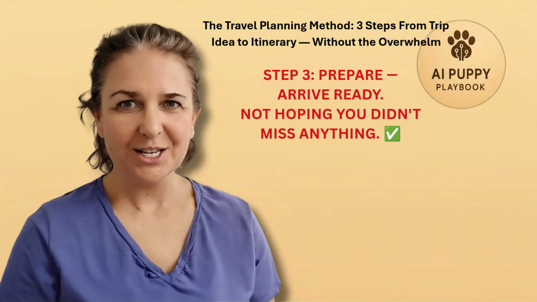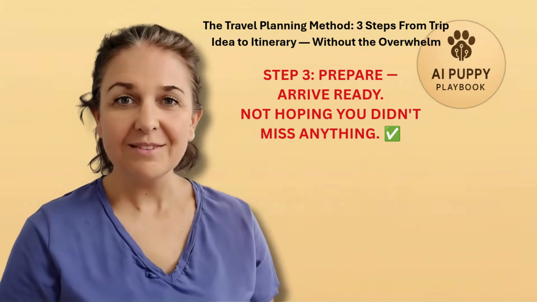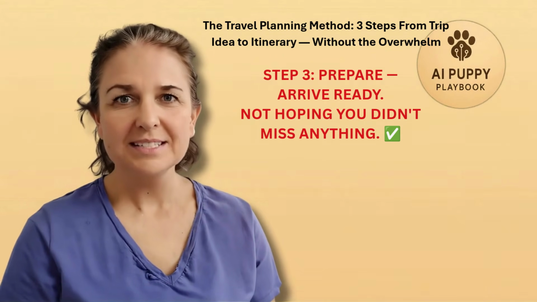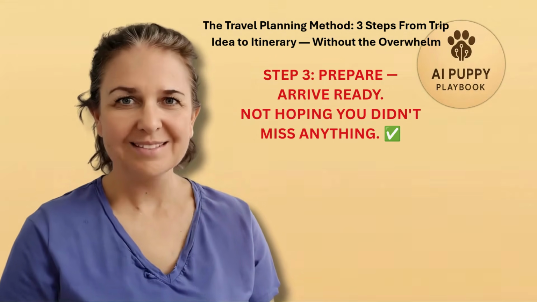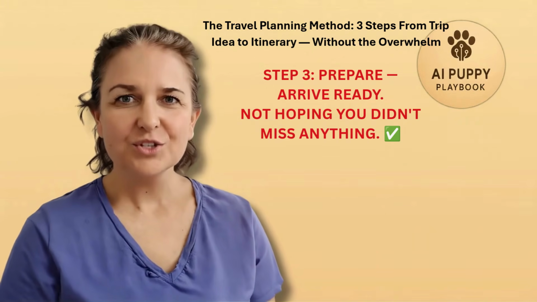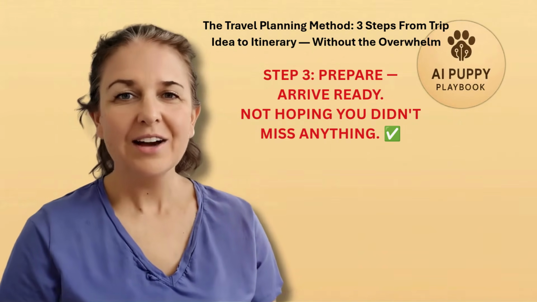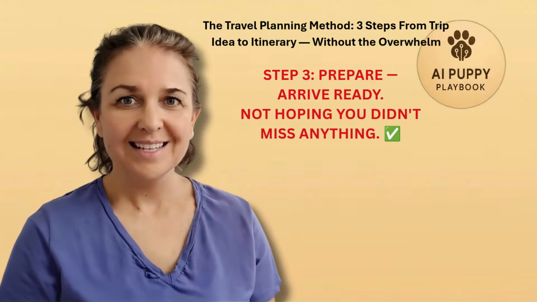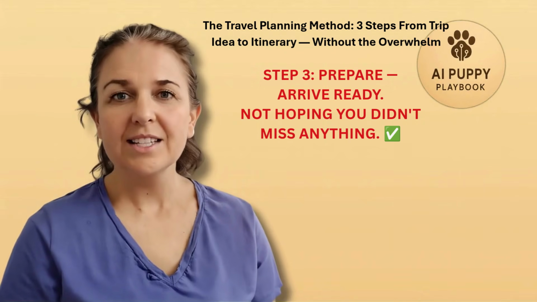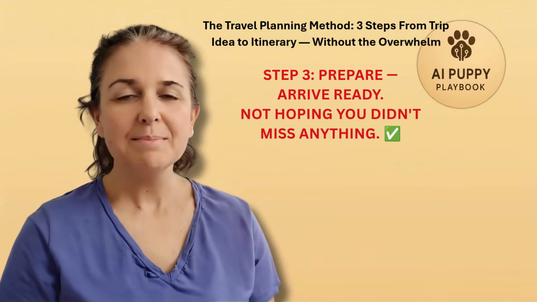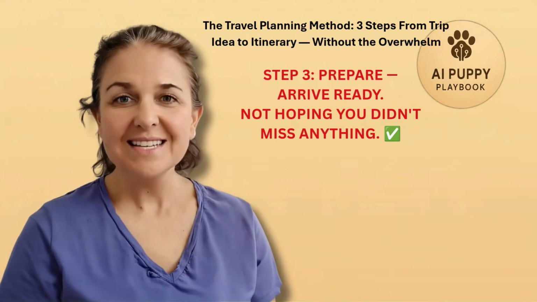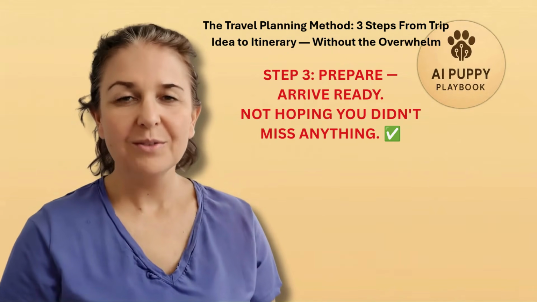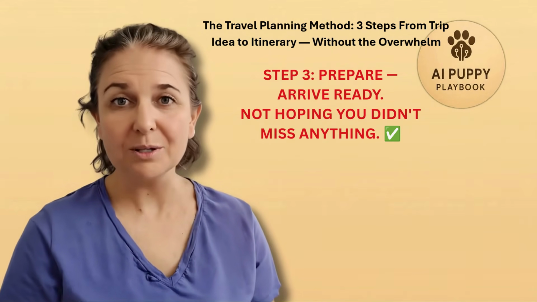Step 3 is preparation, and it's the difference between arriving somewhere and arriving somewhere ready. The practical layer that most people piece together from multiple sources at the last minute. What to pack for this specific trip, what to know before you arrive, how to get from the airport to your accommodation, what to do if something goes wrong. Step 3 consolidates all of that into one AI conversation, timed about 2 weeks before departure, when the details are close enough to be accurate. You arrive at your destination knowing what you know, not hoping you didn't miss anything important.